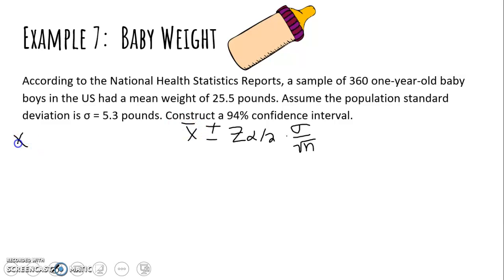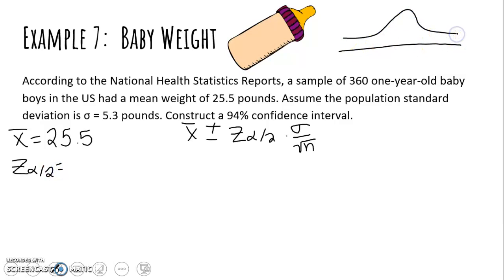So let's write what we know. X bar is equal to the sample mean weight, which is 25.5 pounds. Z, our critical value, we have to find that. So let's go to the top here, draw out our normal curve, put in the center our confidence level, which is 94%. That leaves 6% on the two sides, so each side is 3%, so 0.03.